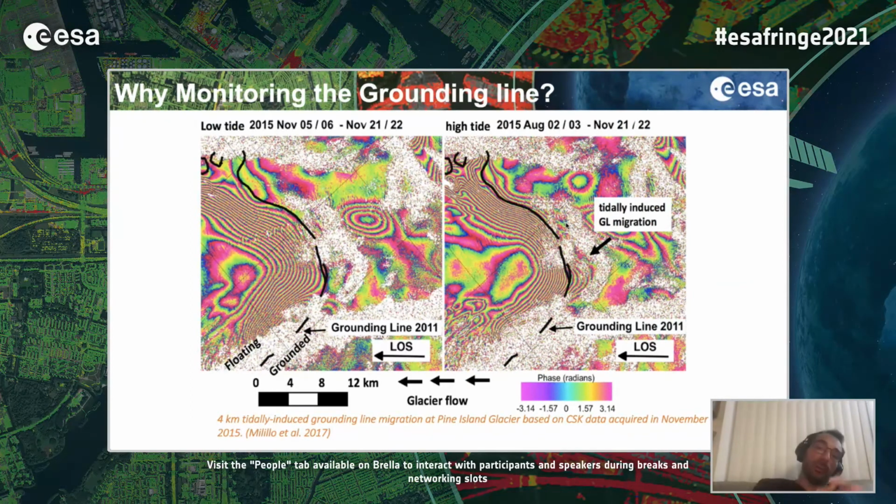Here I want to show why monitoring the grounding line frequently is very, very important. Here we have an example of Pine Island Glacier. You can see with my pointer, on the right side we have grounded ice, and on the left side we have floating ice. Here we have grounding lines from Rignot et al. in 2014. If you acquire data at low tide and compare with the grounding lines measured in 2011, there is almost no retreat. Whereas over Pine Island here, if you acquire data at high tide, you do see some retreat.